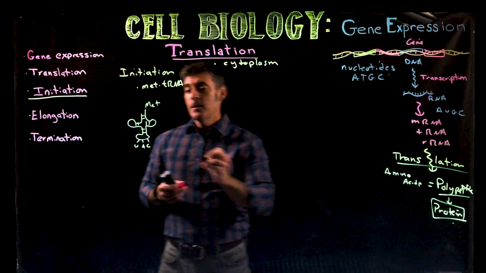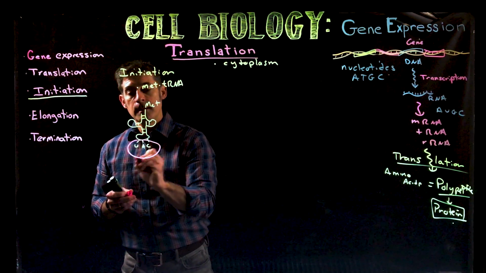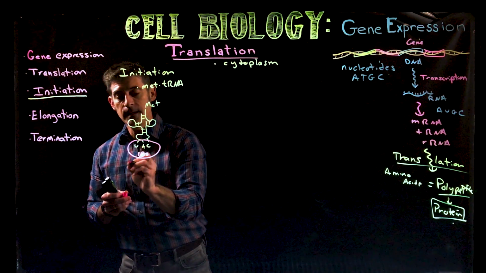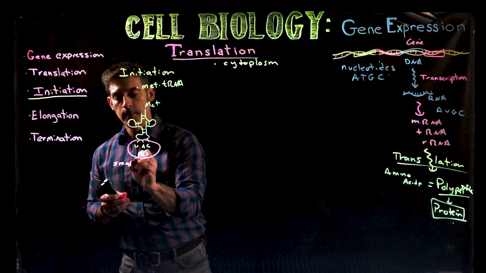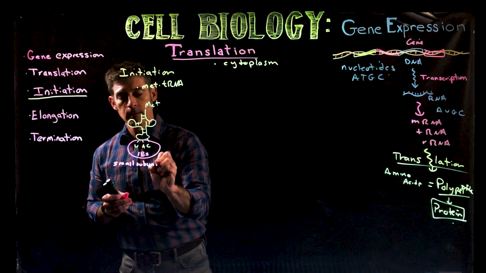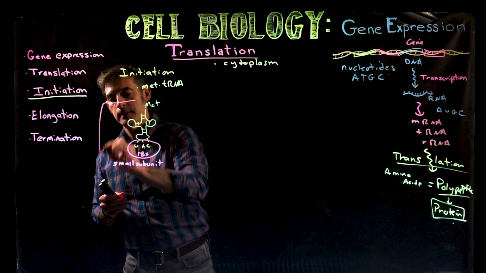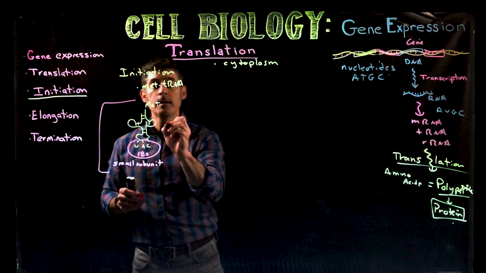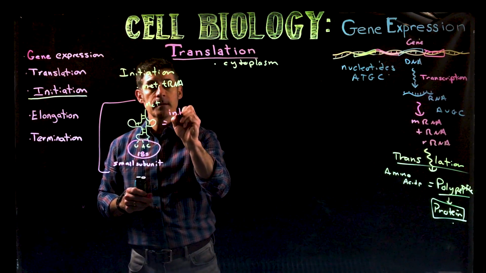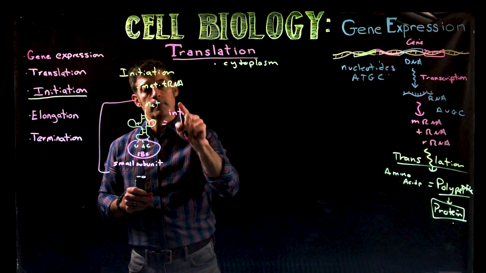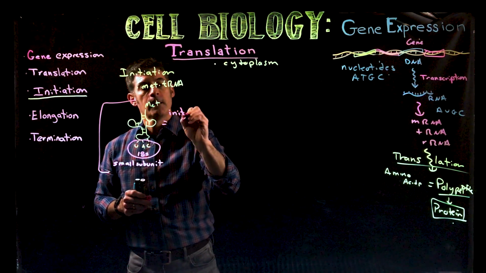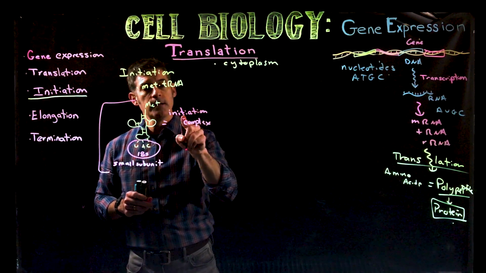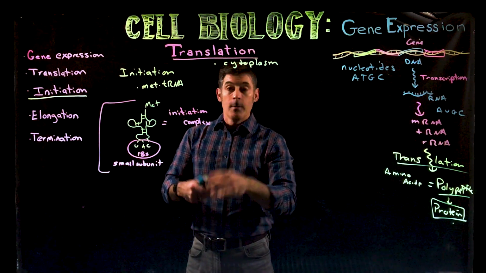Now, that's the first part. The methionine transfer RNA is then going to attach to the small ribosomal subunit. This is the 18S ribosomal RNA, or the small subunit. Together, these two things, the transfer RNA with methionine and the small subunit, create something called the initiation complex. All right, so the initiation complex is these.